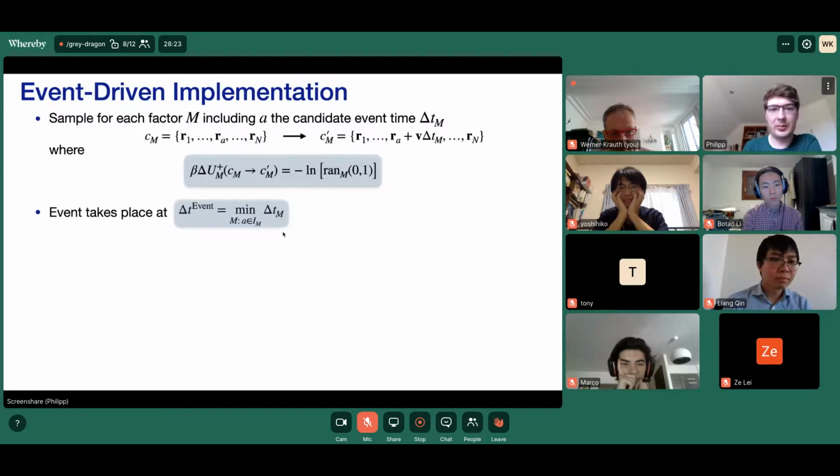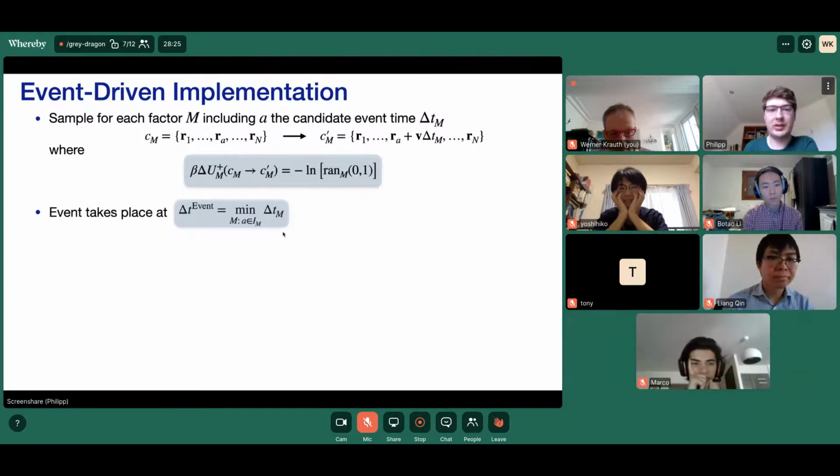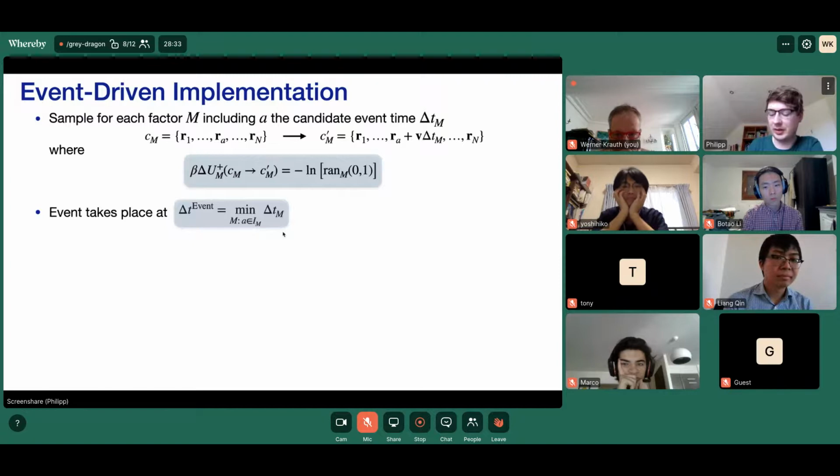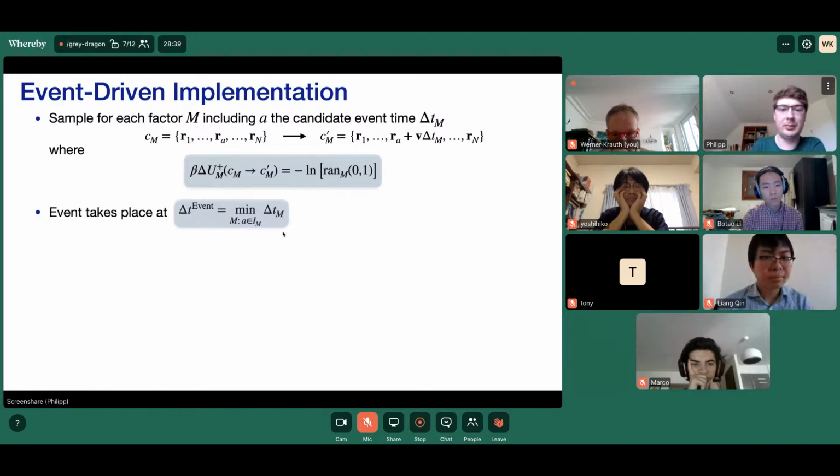Of course, my active particle is not only involved in a single factor, but it can take part in several factor potentials. And then I have a candidate event time for each of these factors, and then my final event takes place at the minimum of these candidate event times.